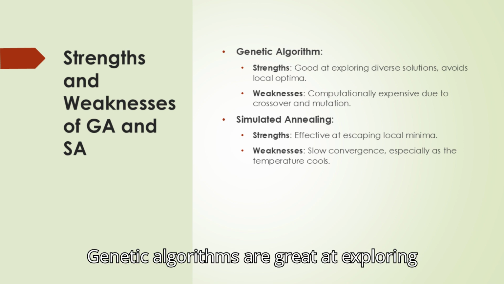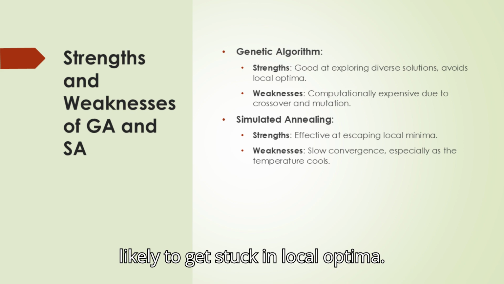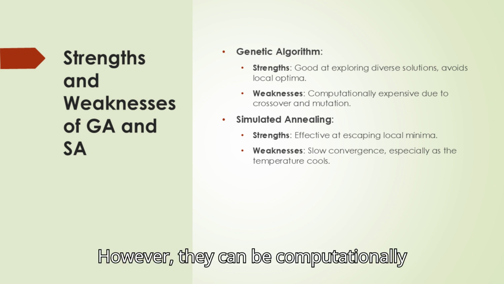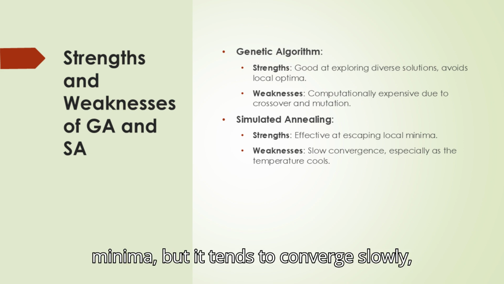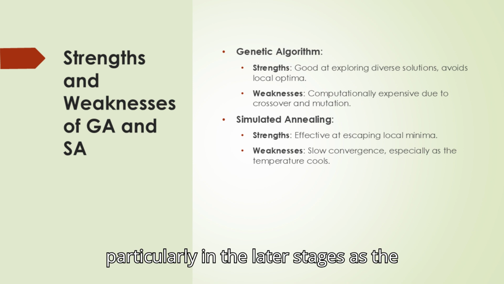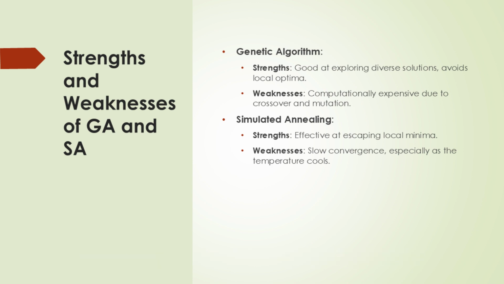Genetic algorithms are great at exploring diverse solutions, making them less likely to get stuck in local optima. However, they can be computationally expensive due to operations like crossover and mutation. Simulated annealing excels at escaping local minima, but it tends to converge slowly, particularly in the later stages as the temperature cools down, requiring careful tuning of parameters.